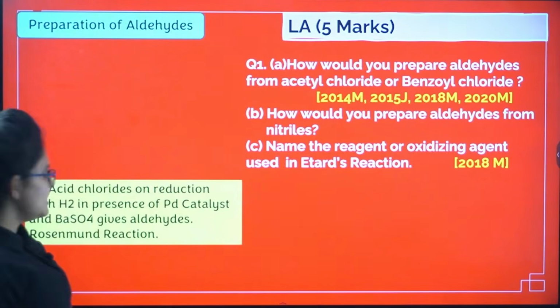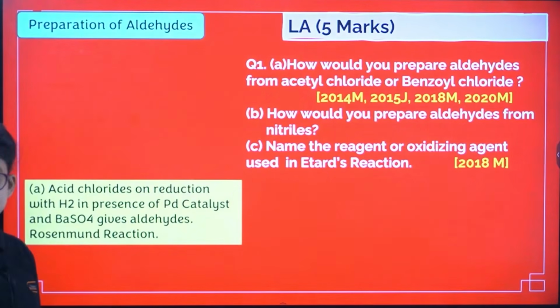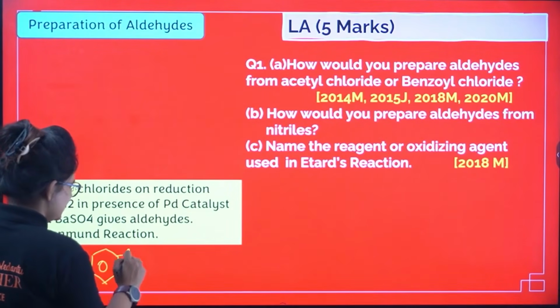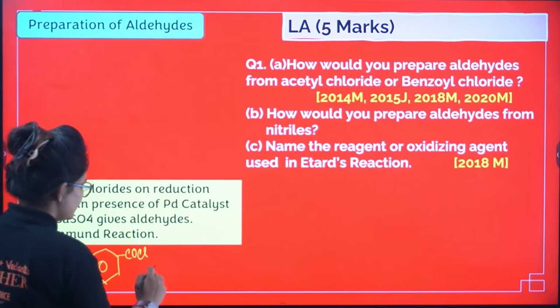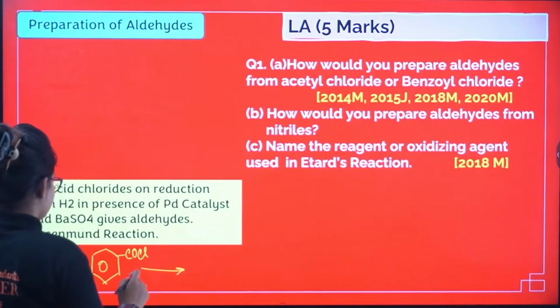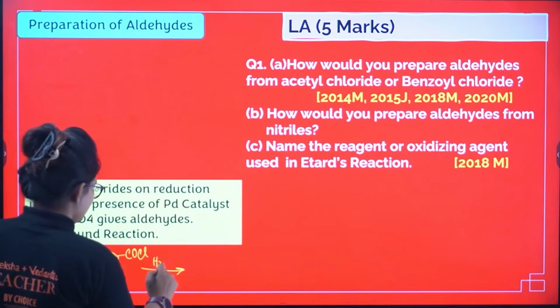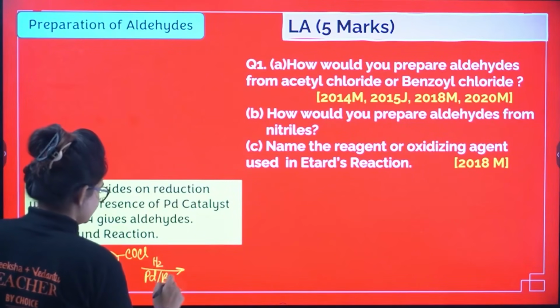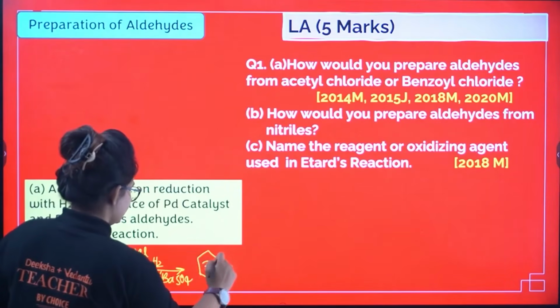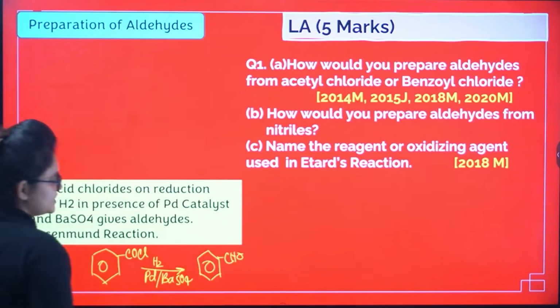So here you can proceed with the Rosenmund synthesis, right? In the Rosenmund synthesis, if you have benzene with COCl, then you have to treat this with H2 in presence of Pd/BaSO4. You will end up with benzaldehyde. That is the reaction, right?